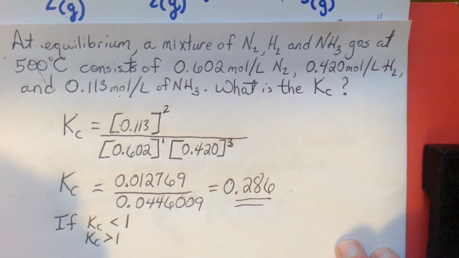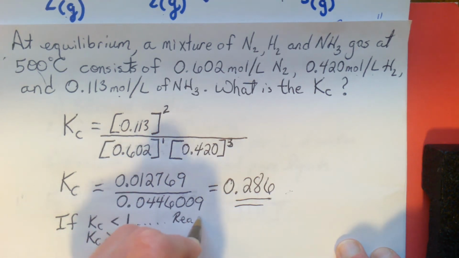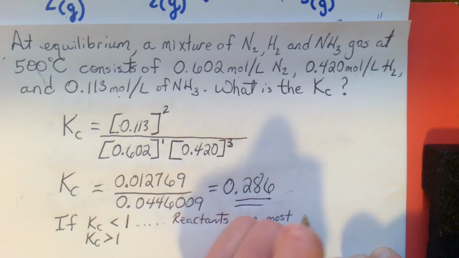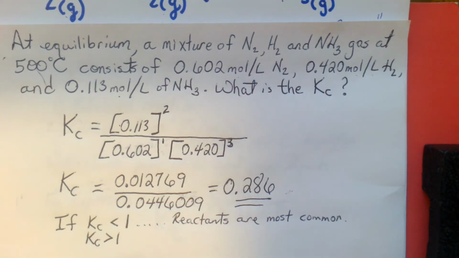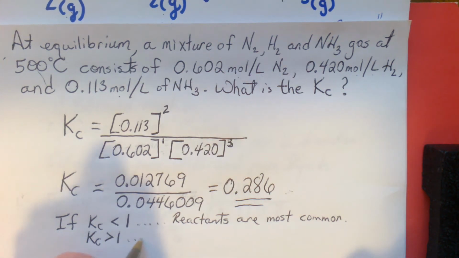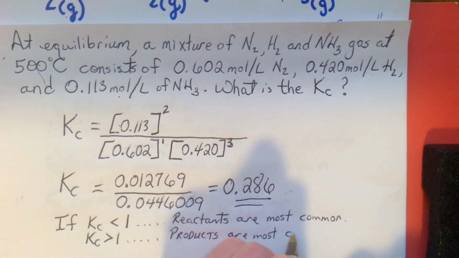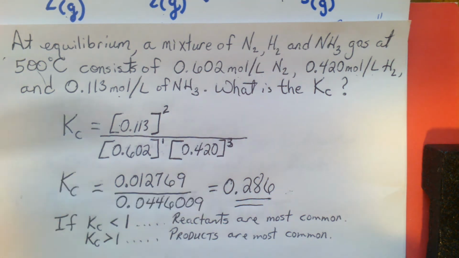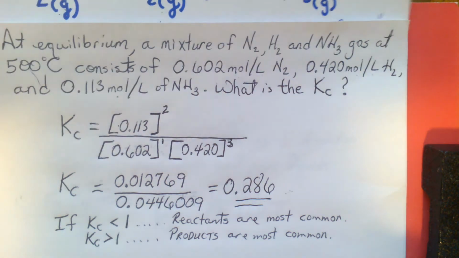So if Kc is less than 1, then what that helps us to see is that the reactants are most common, or most abundant, or present the most at equilibrium. If Kc is greater than 1, then our products are the most common species present once equilibrium is established, because this is just a ratio value of product concentrations to reactant concentrations.